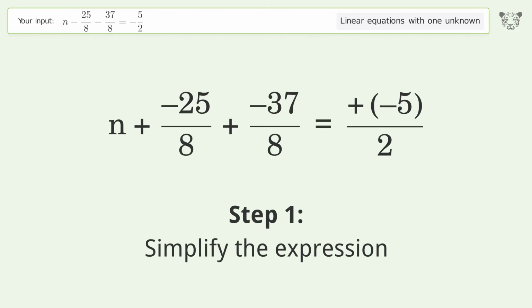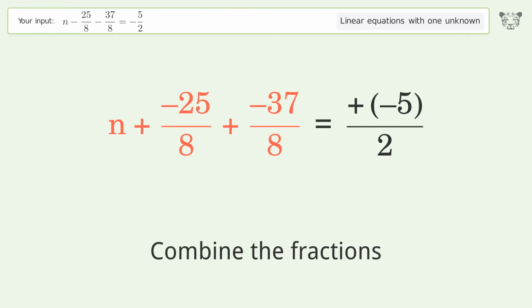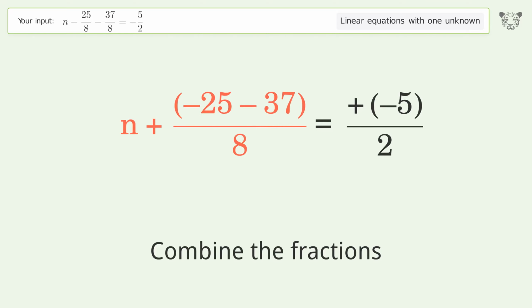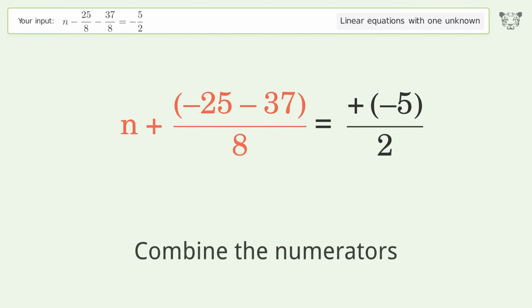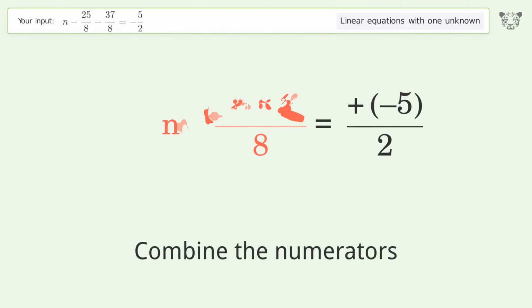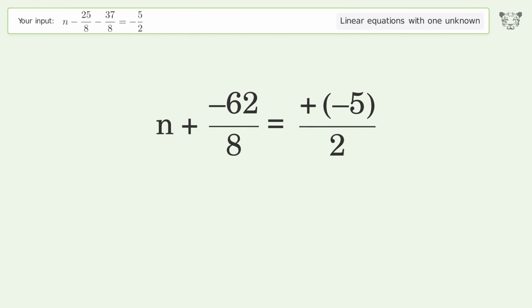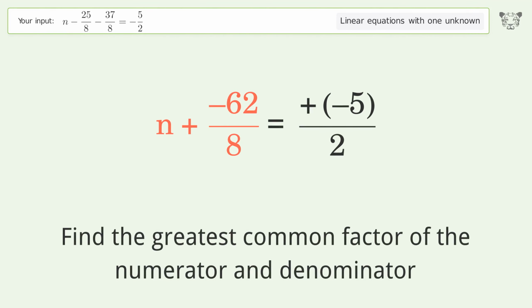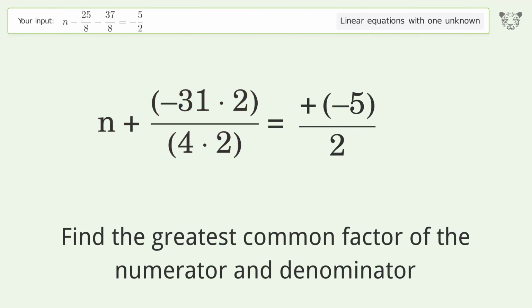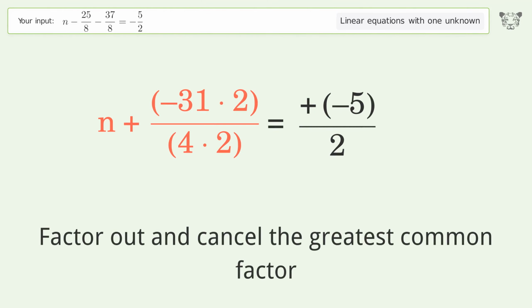Simplify the expression. Combine the fractions. Combine the numerators. Find the greatest common factor of the numerator and denominator. Factor out and cancel the greatest common factor.